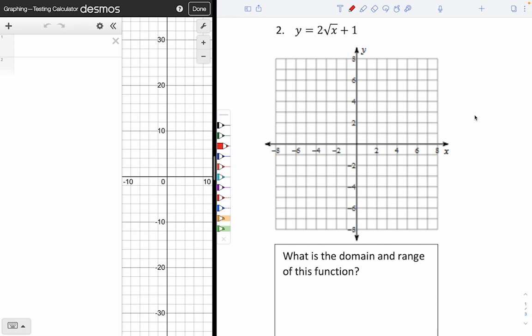The other way to do it is to just type it into Desmos and get a table of values. Most people prefer just getting a table of values in Desmos, so we'll do that. To graph this, we're going to type in y equals 2 square root x, and then click out of the square root to do +1.